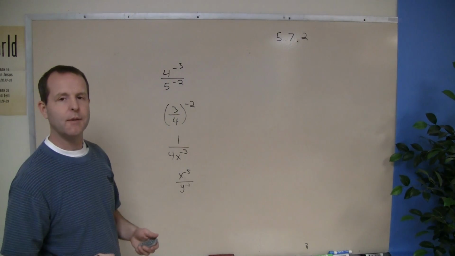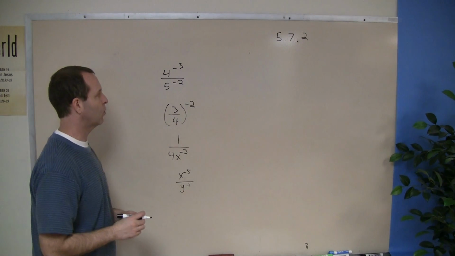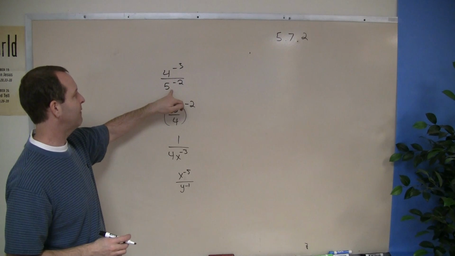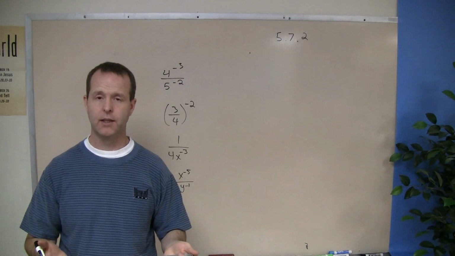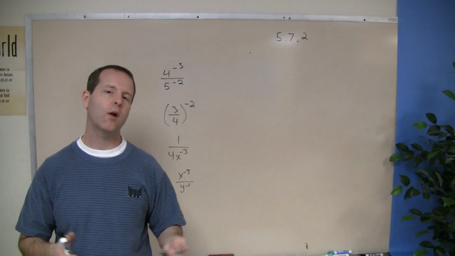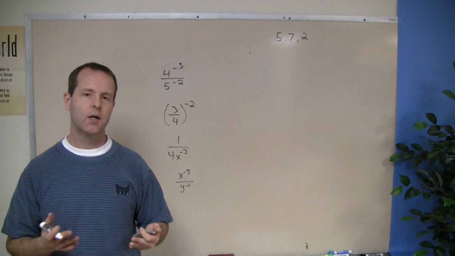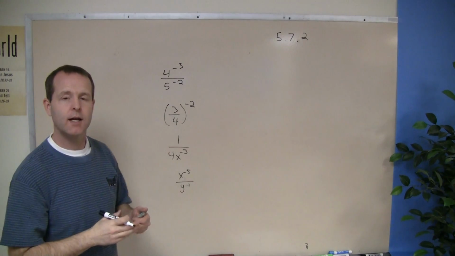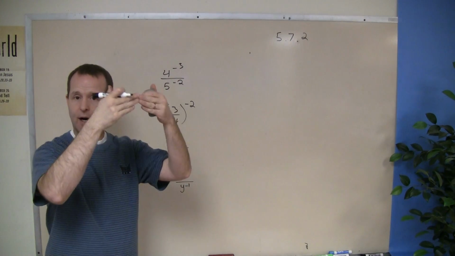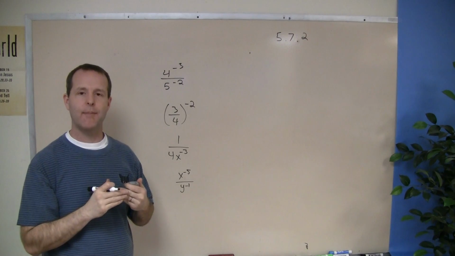Just through example, let me show you a couple of other ideas that we'll work with. Notice that I have 4 to the negative third divided by 5 to the negative half, or negative 2. They're negative exponents. I want to work with positive exponents. So the general idea is, every time I see a base with a negative exponent, I just relocate it to either the top or the bottom, whatever its opposite.